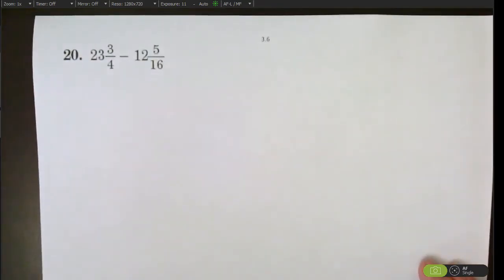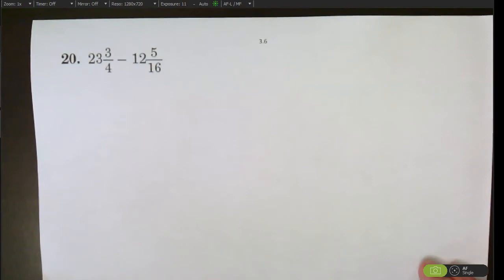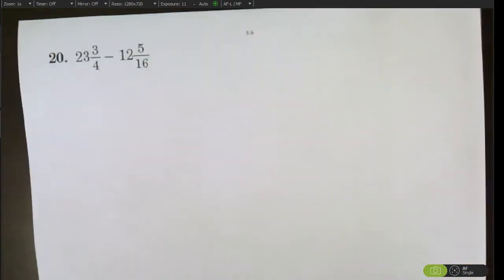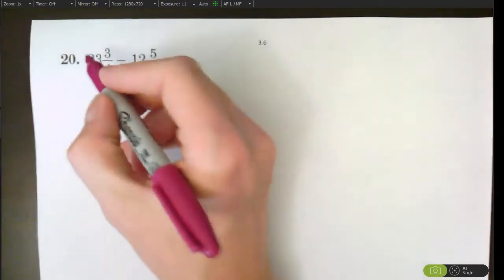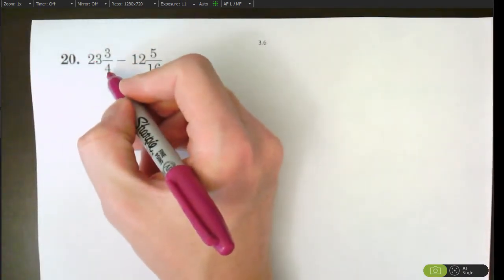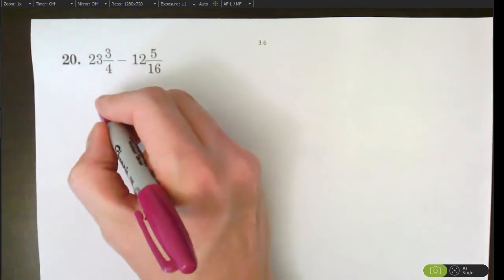Okay. All right then, number 20, mixed numbers. Now, mixed numbers, you have a choice. I would say, just for the ease of things, it's going to make the numbers a little bigger, but convert them to improper fractions first. So 23 times 4 is 92. 92 plus 3 is 95.